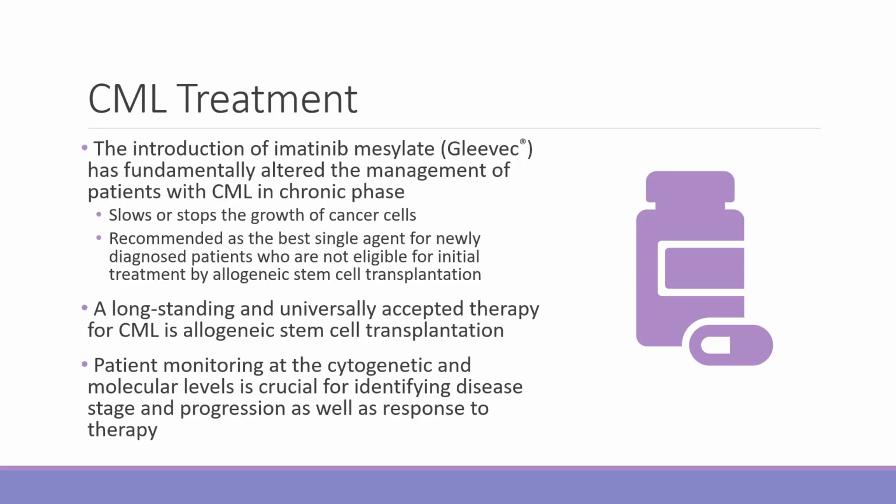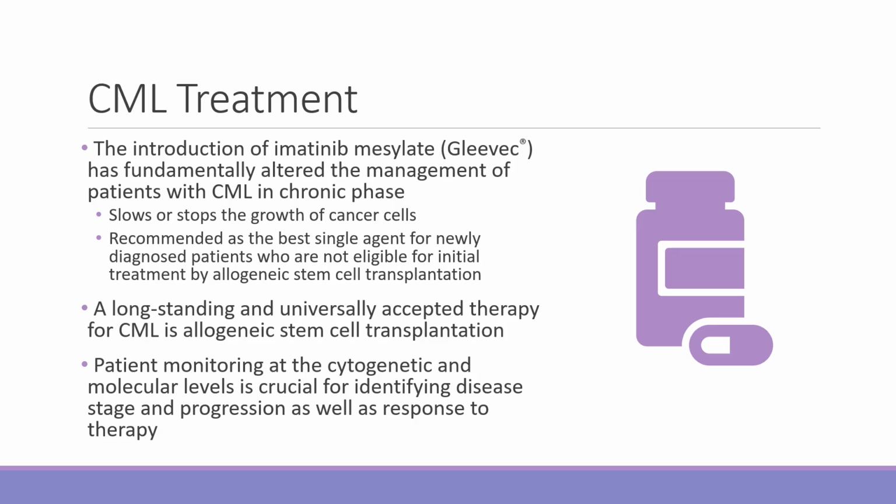Okay, so I know we have talked a lot about CML. We've talked about the myeloproliferation happening in the bone marrow. We've talked about the phases of transition that CML goes through. We've talked about cytogenetic conditions associated with CML, so, for example, the Philadelphia chromosome. We've talked about the appearance of the bone marrow, so we're going to have hypercellular bone marrow.